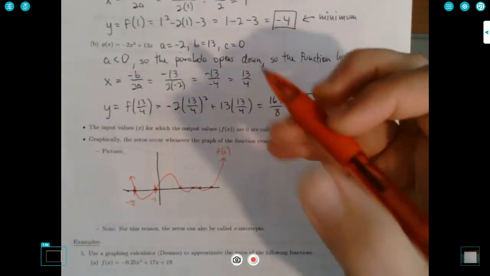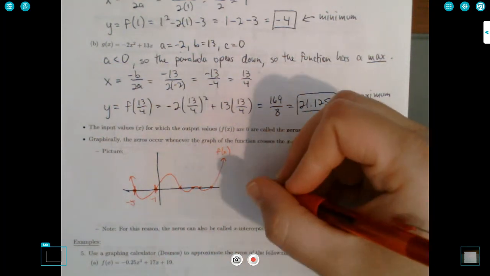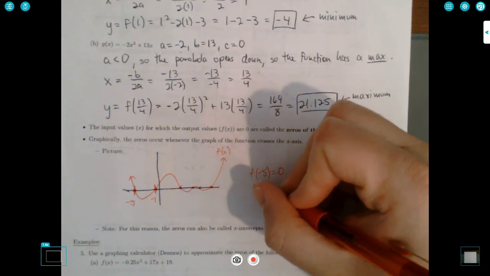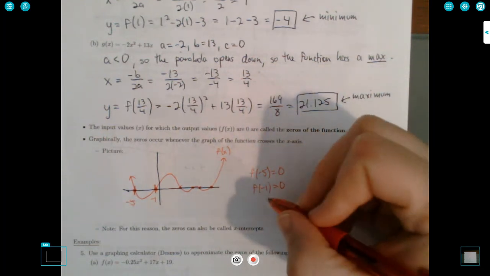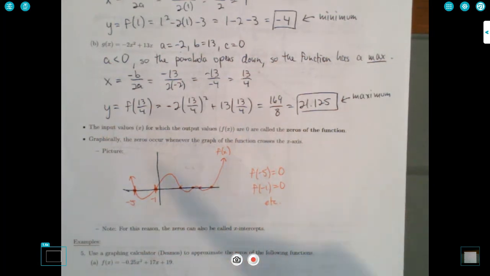Maybe this is -1, right? You plug in -1, you're going to get 0, right? So we would say f of -5 equals 0, f of -1 equals 0, etc. The same thing for these other 4 points. So we would say -5 is a 0, -1 is a 0.